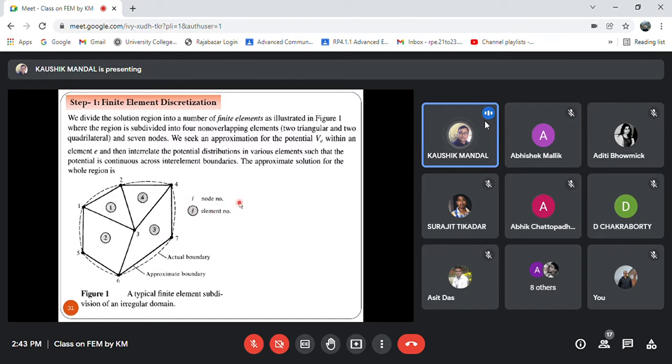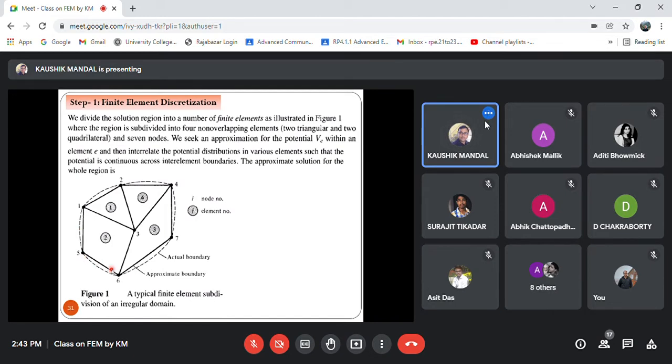The node number is represented by, say, I. I is representing the node number, and the number within the circle, that is these numbers 1, 2, 3, 4, these are representing the number of elements. So there are total 4 elements and 7 nodes. With these 4 elements, the entire solution region is approximated. This solid boundary line is representing the approximated boundary of the given solution region.